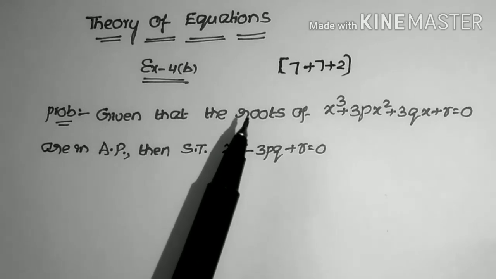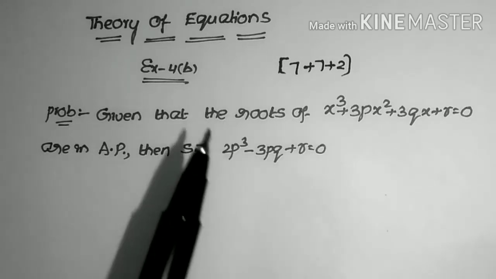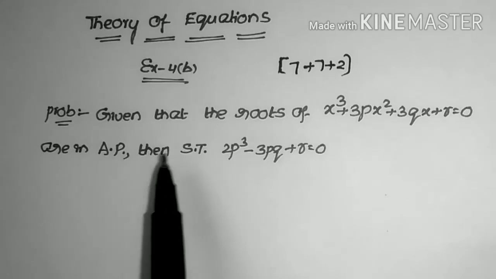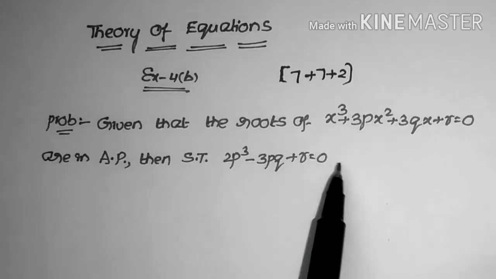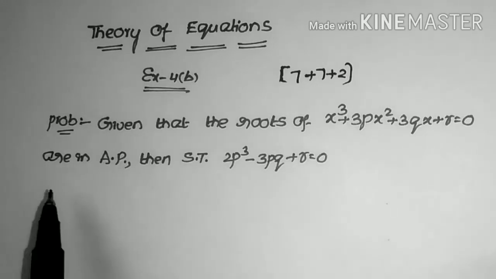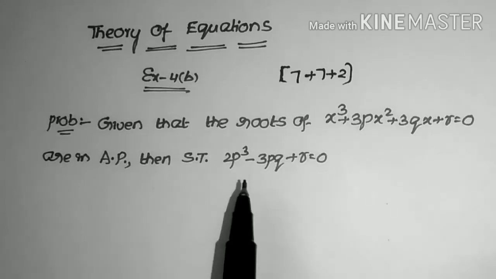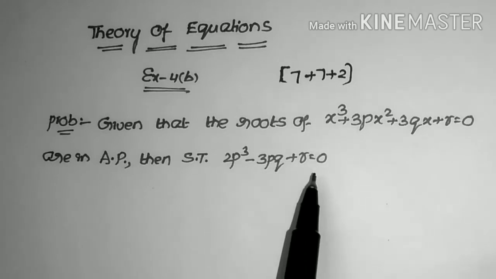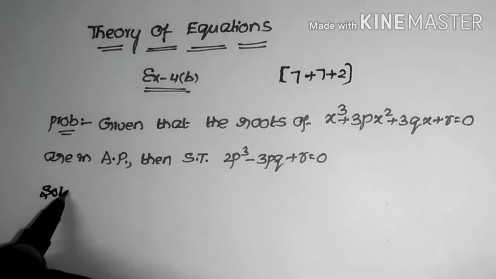So, in this video, I explain the most important essay questions from exercise 4b. Now, I start the first problem. Given that the roots of the equation x cube plus 3px square plus 3qx plus r is equal to 0 are in AP, then show that 2p cube minus 3pq plus r is equal to 0. So, this is the given question.